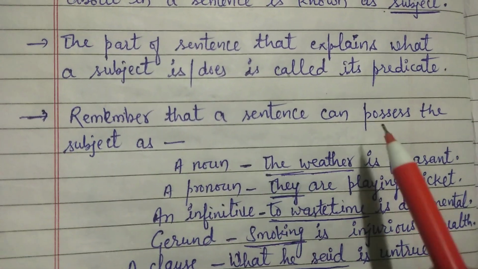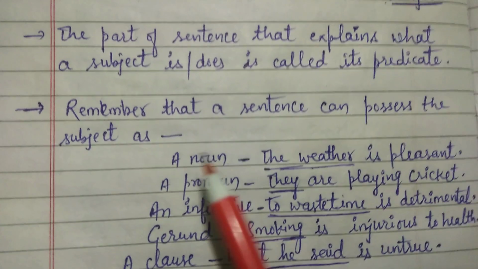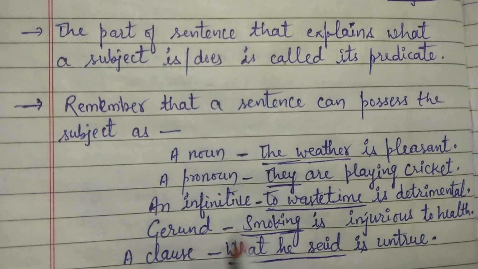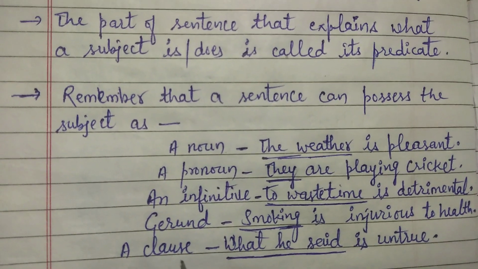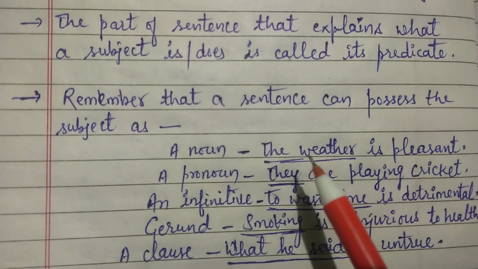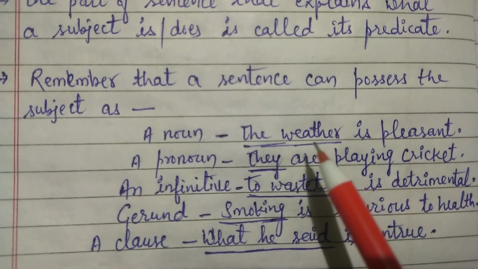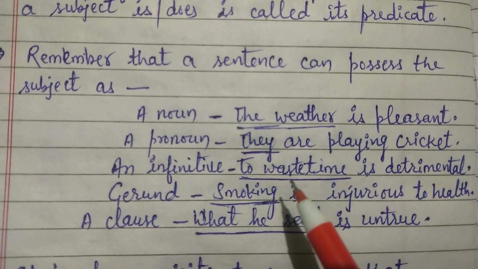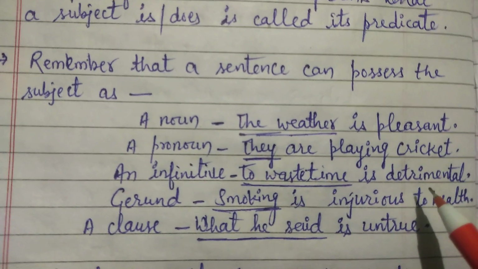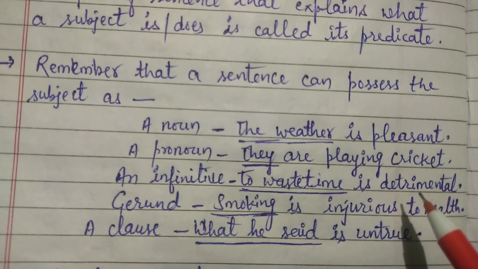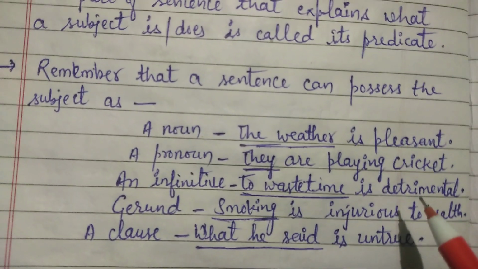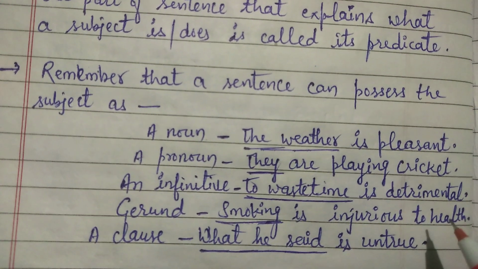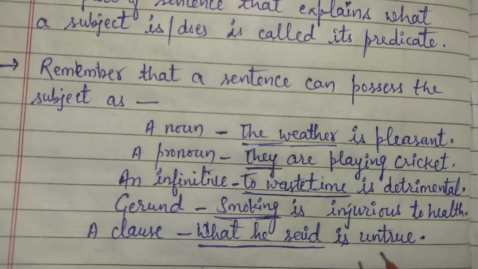Remember that a sentence can have the subject as a noun, a pronoun, an infinitive, a gerund, or a clause. Let's have a look at the following sentences. The weather is pleasant. They are playing cricket. To waste time is detrimental. Detrimental means harmful. Dear students, we must focus on enhancing our vocabulary also. Smoking is injurious to health. What he said is untrue.